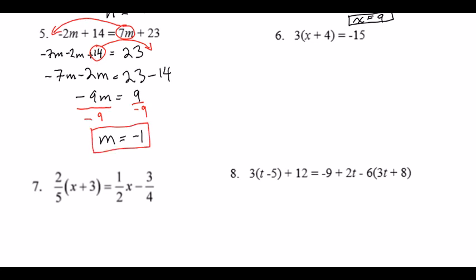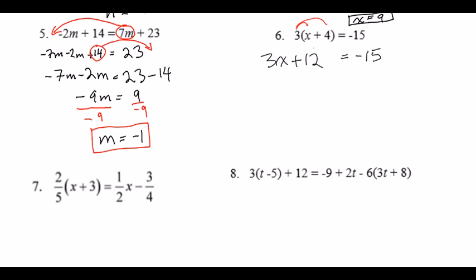Now, number 6. We have some more difficulties. We're going to have to use our distribution on 3. So we got 3 times x, which will give us 3x. And we'll also have plus 12 because 3 times 4 is plus 12.